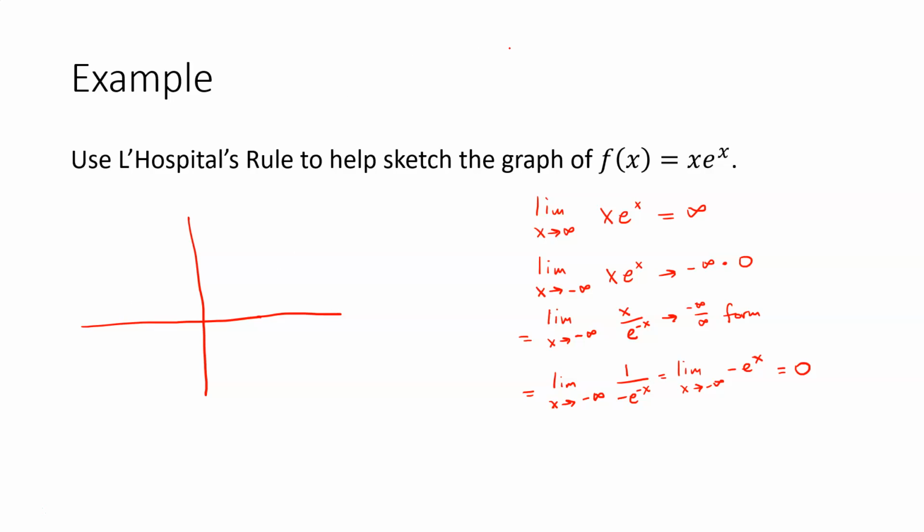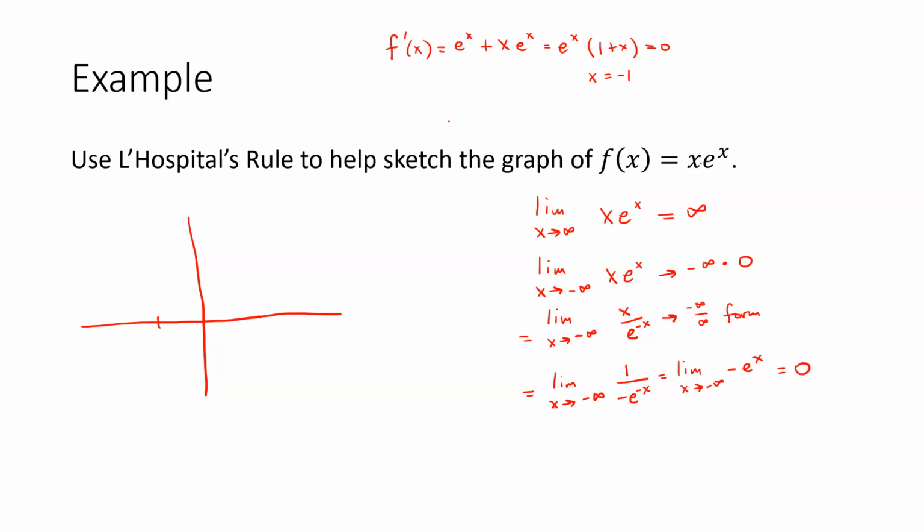But one more thing we can do to analyze it is to figure out where it's increasing and where it's decreasing. So I'm going to quickly take a derivative. Doing a little product rule here, we get e to the x plus x e to the x. You can factor out an e to the x. This is equal to 0 when 1 plus x is equal to 0, since e to the x will never equal 0. So x equals negative 1 is our critical point, where it may reach a max or a min.